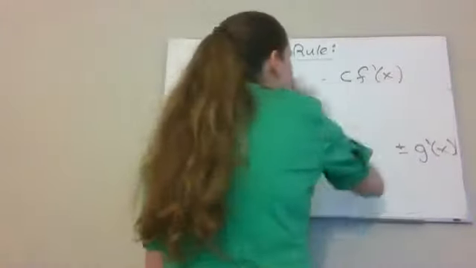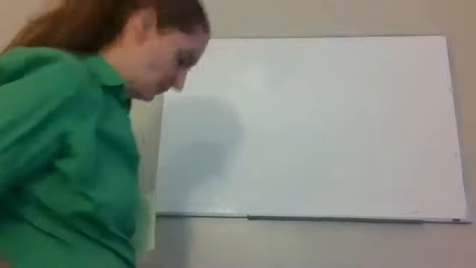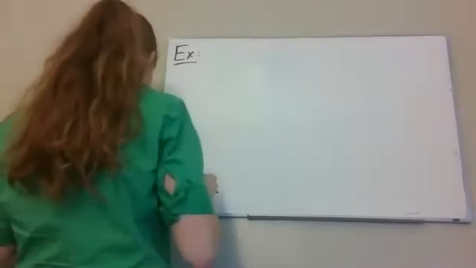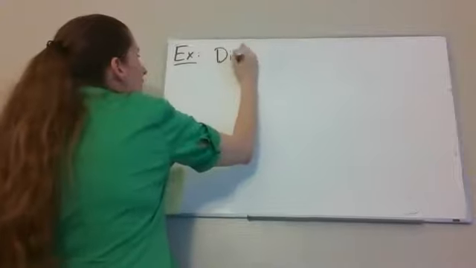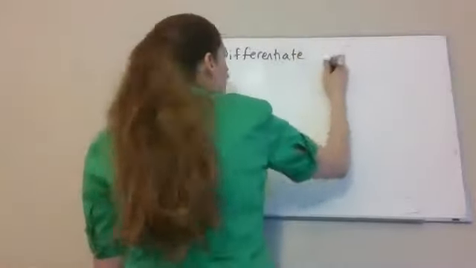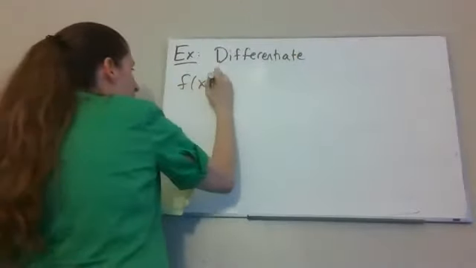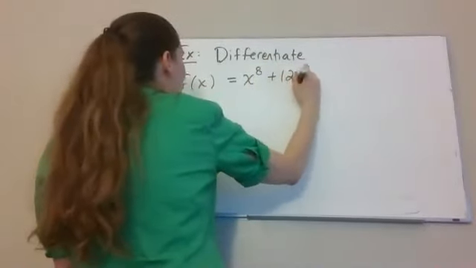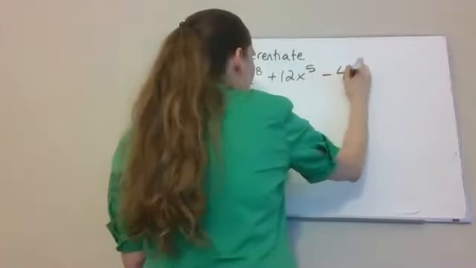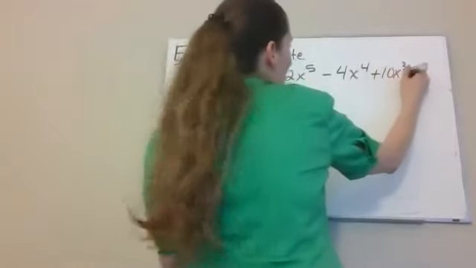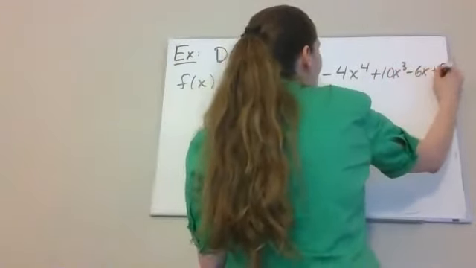Let's do an example utilizing these rules. We are going to differentiate, and that just means find the derivative. The function f of x equals x to the 8th plus 12x to the 5th minus 4x to the 4th plus 10x to the 3rd minus 6x plus 5.